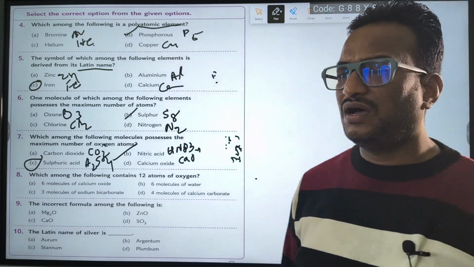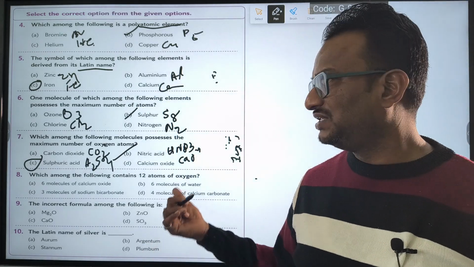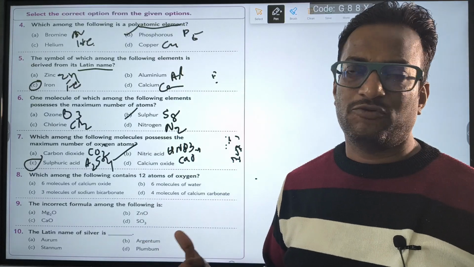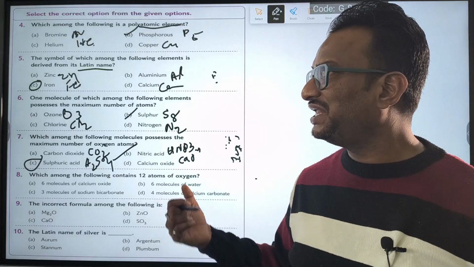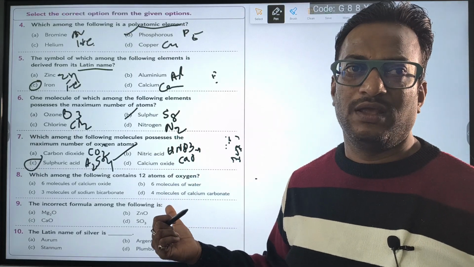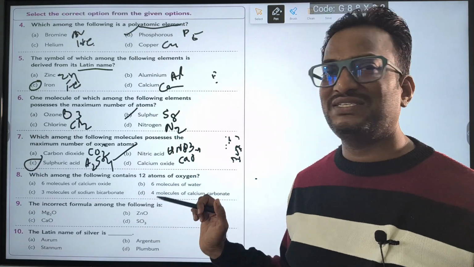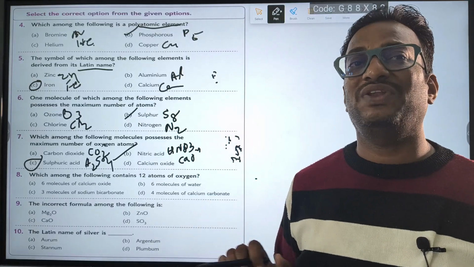No need to worry, children. In further classes, we will learn these chemical formulas, everything. Of course, you may get a few bits that we have not taught yet. Okay, nothing to worry. You just memorize now. In further classes, we will learn in detail.